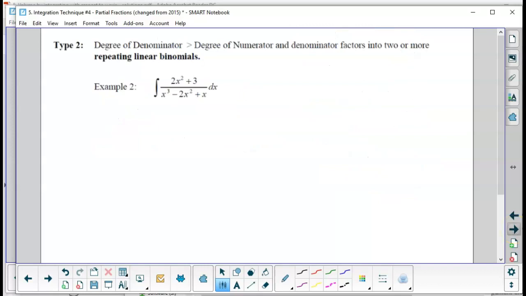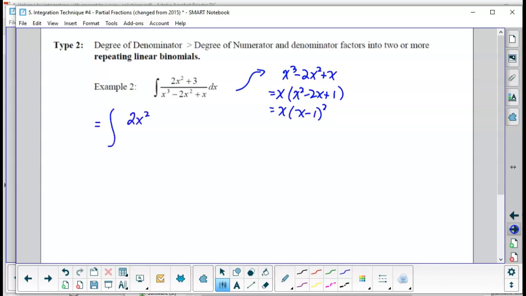Okay, next one. So same, denominator is greater degree than numerator, but it factors into 2 or more repeating linear binomials. So if you need to do factoring work, do it on the side. So x cubed minus 2x squared plus x. So x is common, and then that factors to x minus 1 squared. So I'm going to show this.